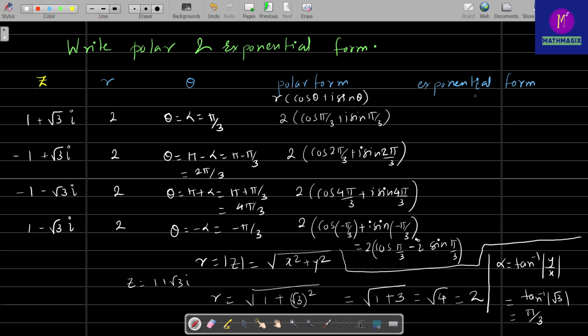Now the exponential form is very easy to find, which is nothing but r e raised to i theta. So for the first number 1 plus root 3i, the exponential form is 2 e raised to i pi by 3. For the second complex number, the exponential form is 2 e raised to i 2 pi by 3. For the third complex number, it is 2 e raised to i 4 pi by 3. And obviously for the last number 1 minus root 3i, the exponential form is 2 e raised to minus i pi by 3, because here theta is minus pi by 3. So this is the way we can find the polar form and exponential form of any complex number.